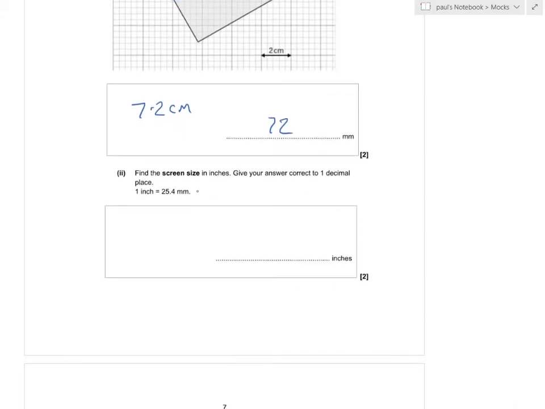Find the screen size in inches. We've got 72 millimeters divided by 25.4 equals how many inches? So 72 divided by 25.4 is 2.8 inches. Where we go? I lost the cursor now. Sunshine's coming through the window. Right, 2.8 inches.